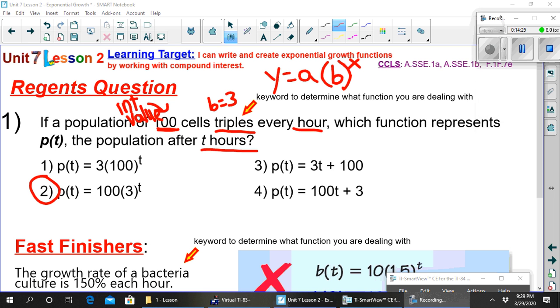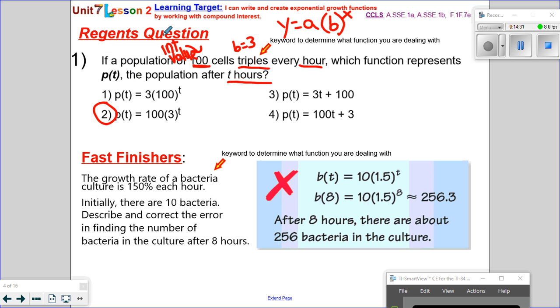Okay, we're back with the first one at least. This Regents question, nice and easy. Remember, y equals a times b to the x. All right, we're talking about exponential functions. So if a population of 100 cells triples, as soon as you see that it triples every hour, that's an exponential function. Then obviously you see 1, 2, 3, and 4, and it's in that form.